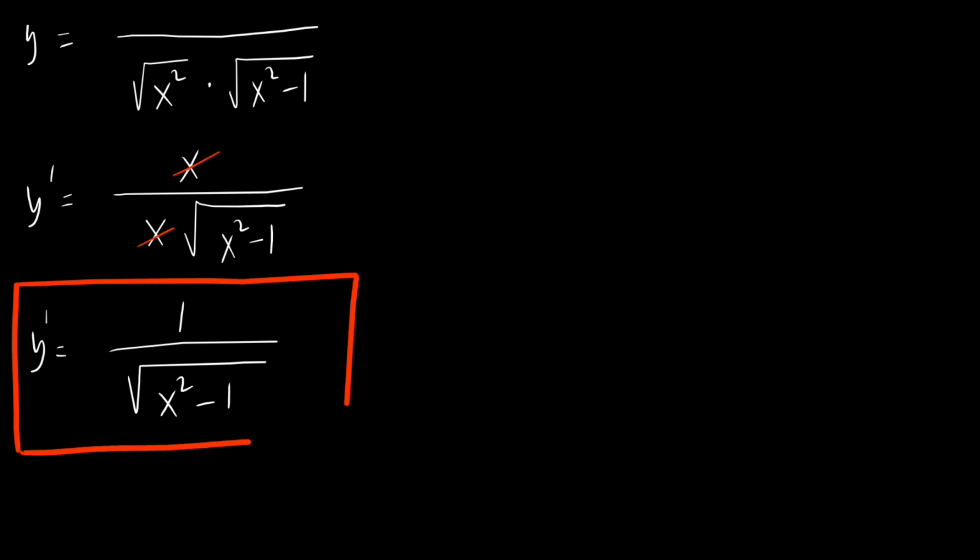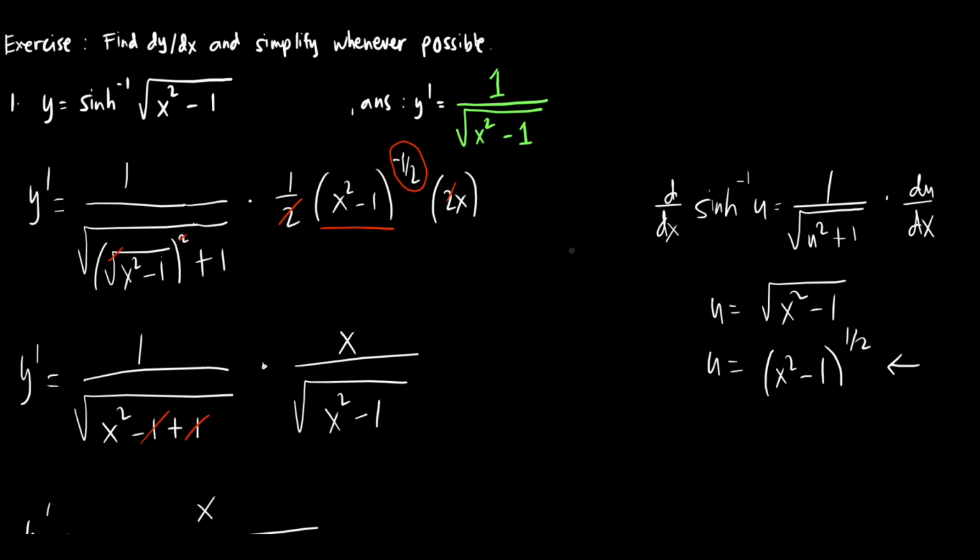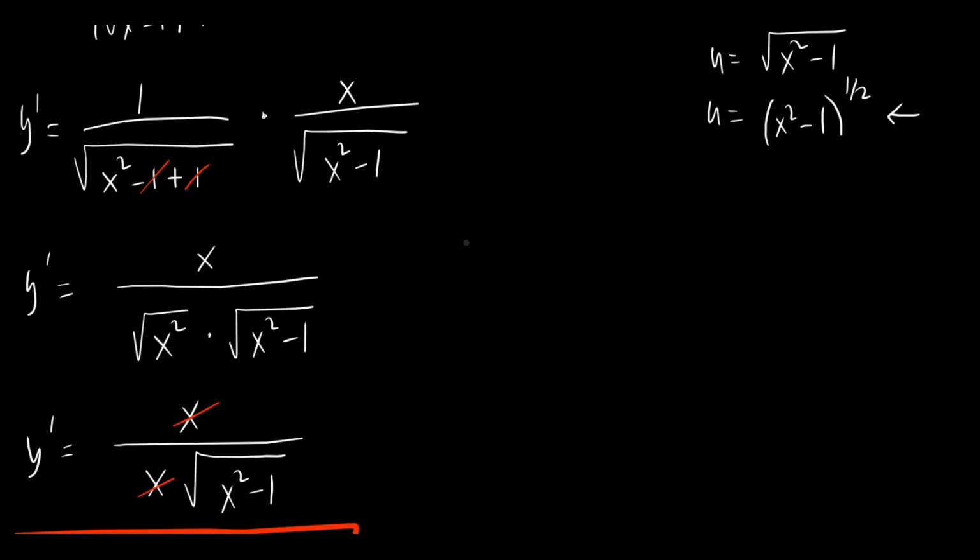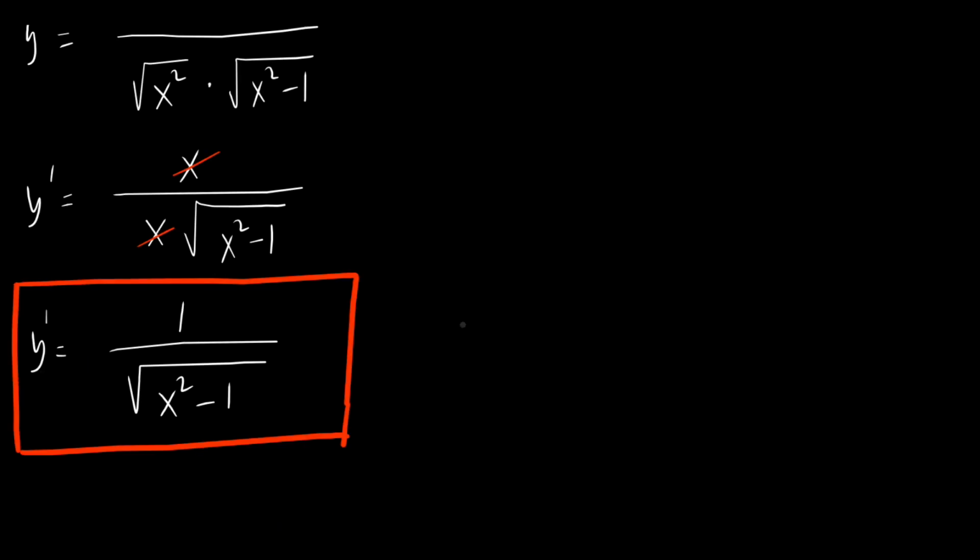So let's check if our answer is correct. y prime is equal to 1 all over square root of x squared minus 1. So our answer here is correct. Let's proceed to another number.